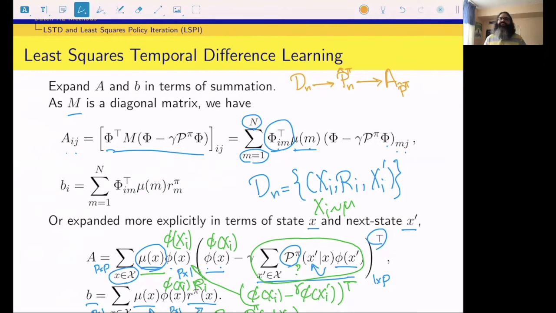So that's why we can say LSTD is implicitly building a model of the environment using data without actually building it. The solution would be the same as doing the population version of LSTD, but without constructing that p hat of pi explicitly.